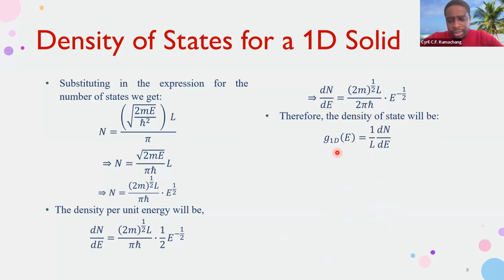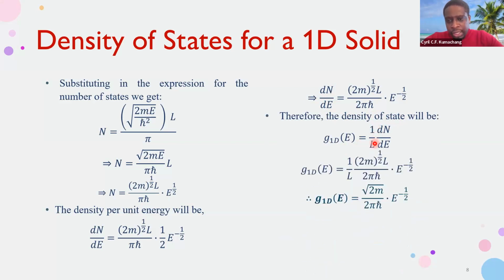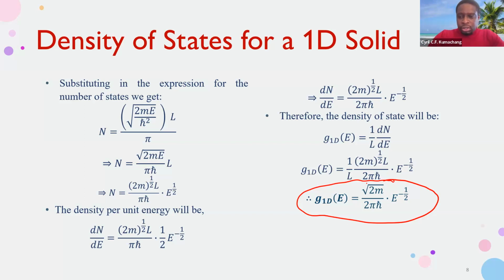When we use now our definition for the density of state for a one-dimensional solid, we will get that 1 over L in bracket, all of this. So you see that this L can cancel with this, and then you end up with this expression. This is the expression for the density of state for a one-dimensional solid. So you find that this is inversely proportional to the square root of the energy. Therefore, if we try to plot it, we're going to get something like this.